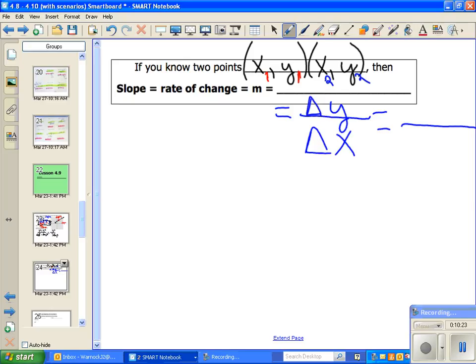What would you be subtracting in just the numerator? If you're subtracting the y's, you would be subtracting y2 minus y1. That means the second ordered pair that you see, take that y. The first ordered pair, take that y. And then in the denominator, what would you be subtracting? Nicole? Okay, good. X2 minus x1. So slope, meaning the change in y over change in x, means y2 minus y1 over x2 minus x1.